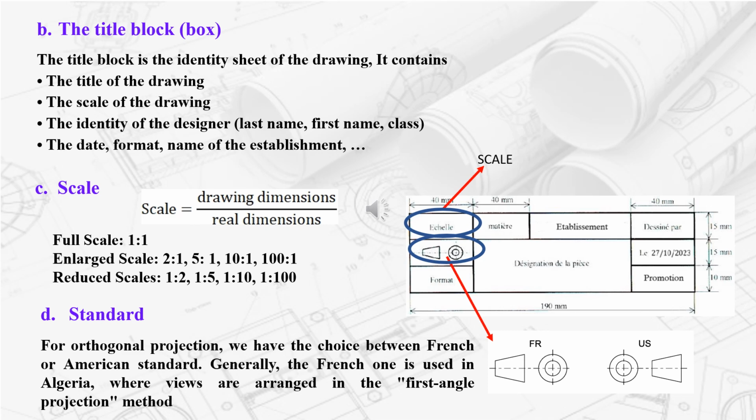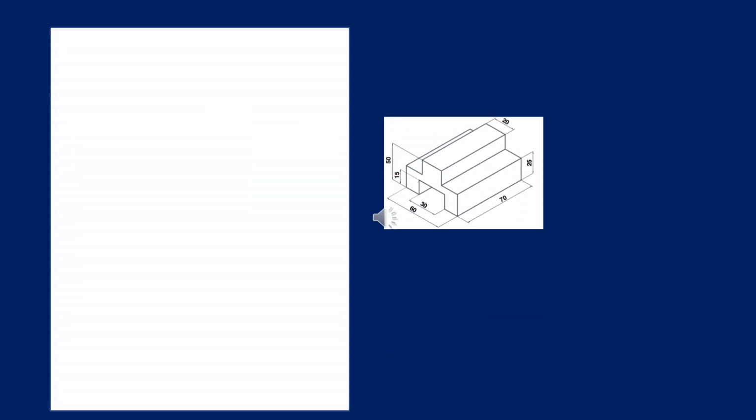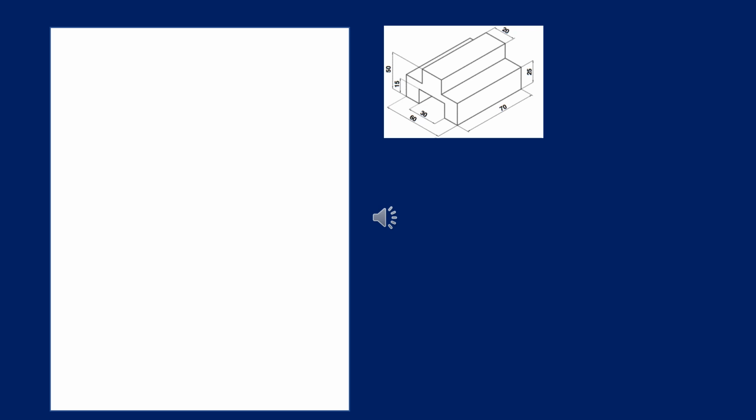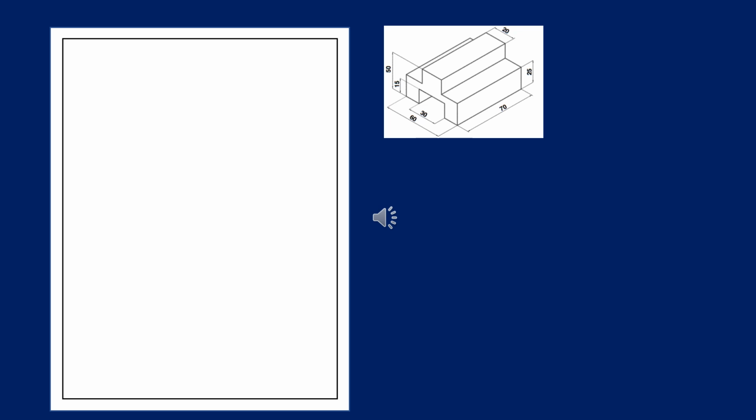Firstly, we have to draw the margin by a strong continuous line. For the preparation of the A4 sheet with dimensions 297 by 210 mm, we must draw the margin 10 mm from the edge. Next, draw the title block containing the essential information.